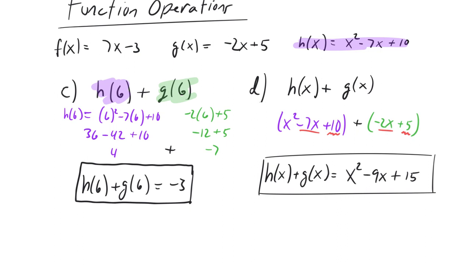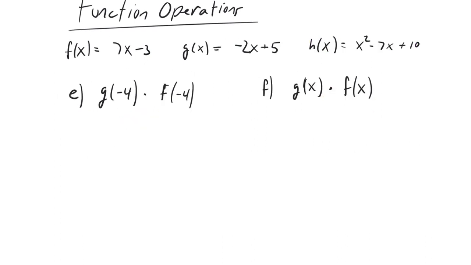And I'll do one more with you. Or multiplying them, or even dividing them. So we're going to do multiplication this time. Starting off again with evaluating. So again, that's pretty straightforward. You're going to evaluate that one, we're going to evaluate this one, and then we're going to do the multiplication. So g of negative 4. So negative 2 times negative 4 plus 5. Well, that's 8 plus 5, which is 13.